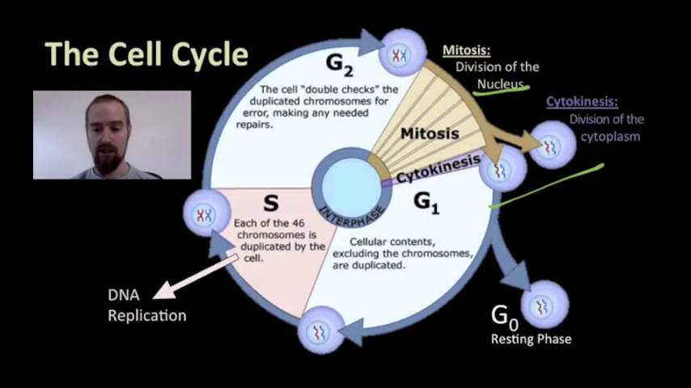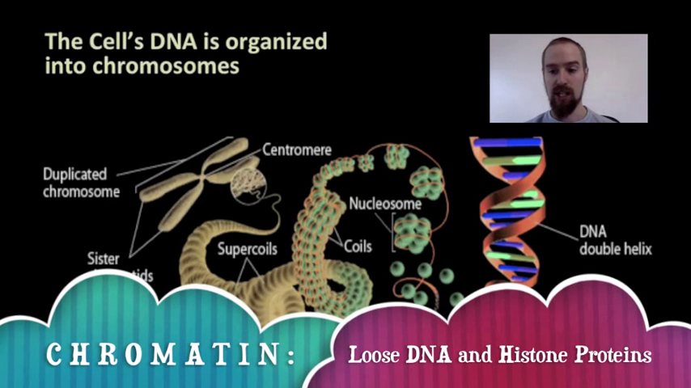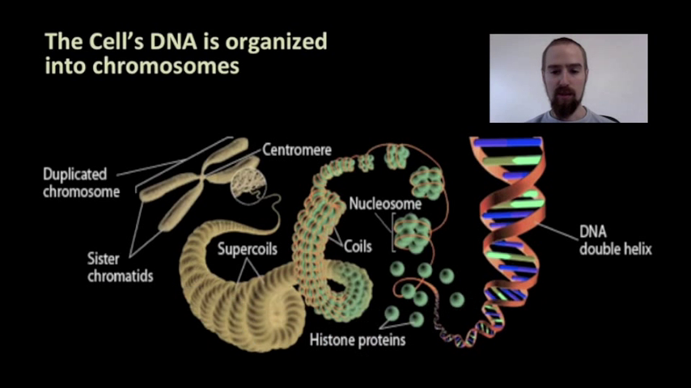two new cells. Most of the time, the cell's DNA is loosely organized into a mass of DNA and histone proteins called chromatin. Human DNA contains approximately 3.5 billion base pairs, and it would be a nightmare to try to sort out all of that DNA into two separate nuclei if it was just a tangled mass. And therein lies the advantage of organizing our DNA into chromosomes.